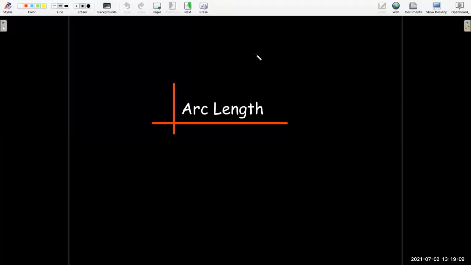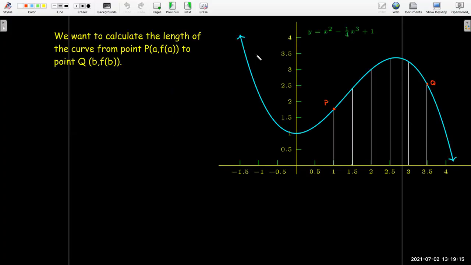In this video, we're going to talk about the concept of arc length. Really, we should have called it curve length, but the name is what it is, and we're not going to be able to change it. So suppose I have a curve, and I'm trying to calculate the length of the curve from the point P on the curve over to a point Q on the curve.